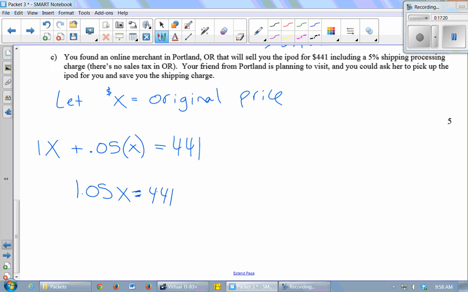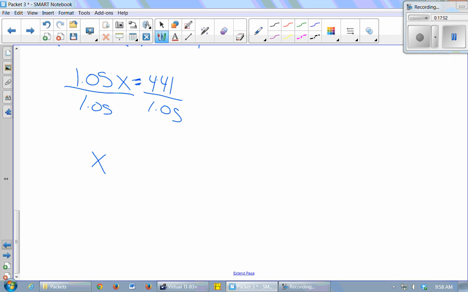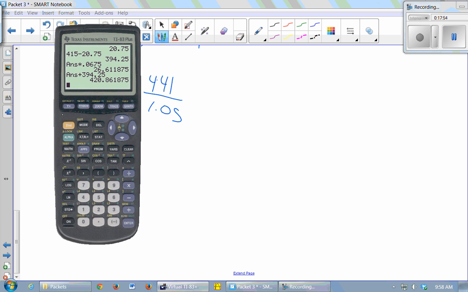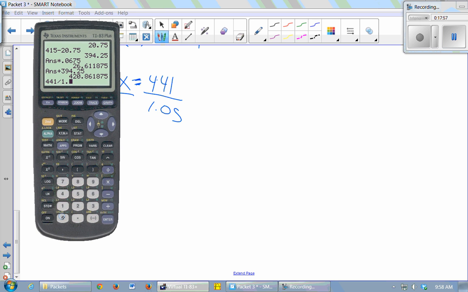We talked about this in the exponential growth, right? If you want to increase a number by 20%, you could just take 20% and add it to the original number, or you could multiply by 1.2, right? If you want to increase a number by 5%, you can do this, take 5% of it and add it to the original, or you can just multiply by 1.05. 1, keep 100%, 5, add another 5%. And then we just divide by 1.05. So X, my original price, will be $441 divided by 1.05, $420.